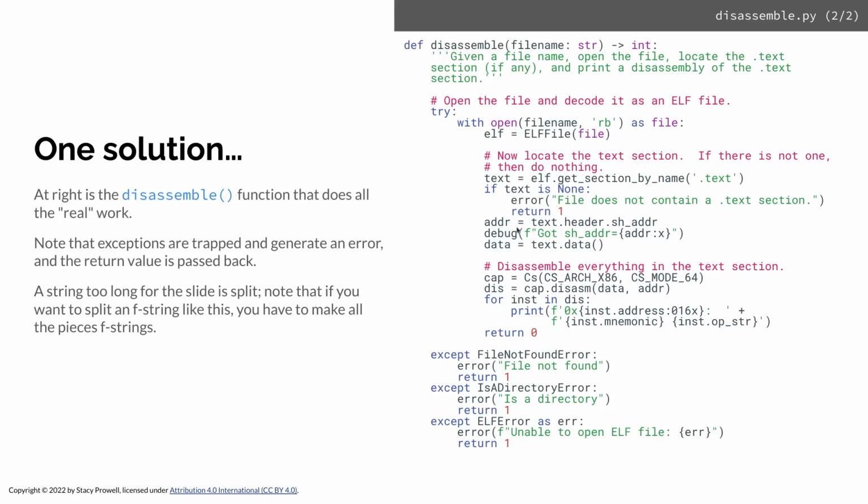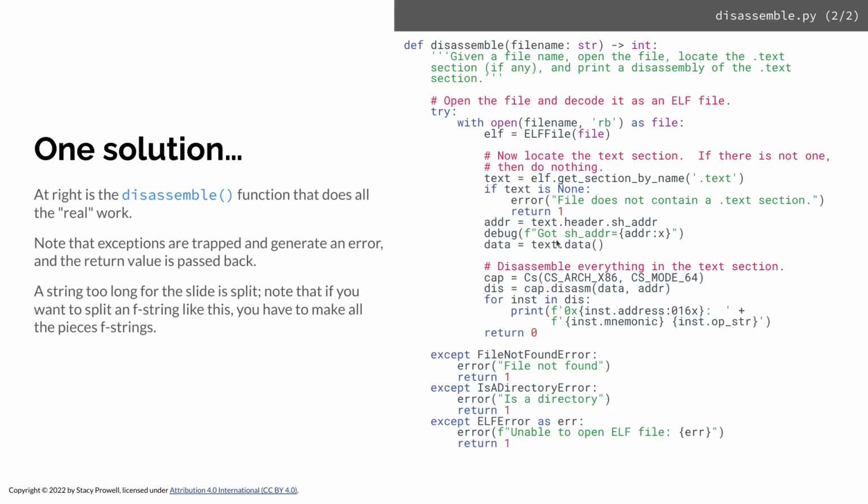Otherwise, I go on and I go and get the section address, the address of the start of the text section from the text section's header. And that's how I do that. This tells me the address of the first byte of the text section. Make sense? Think about that. Be sure it makes sense to you.